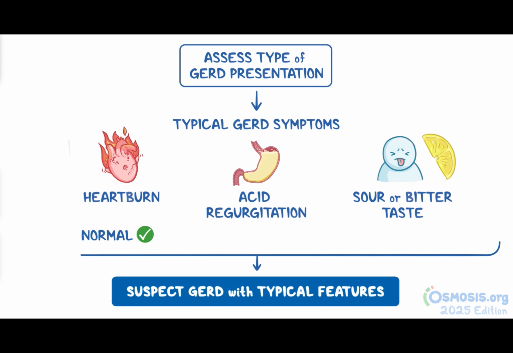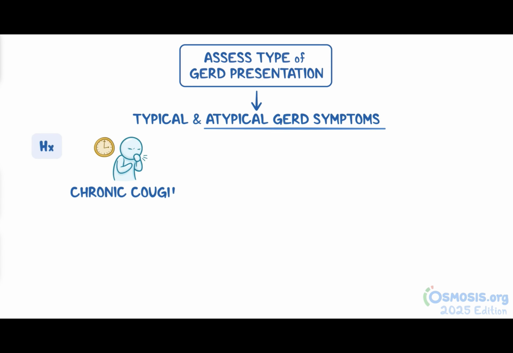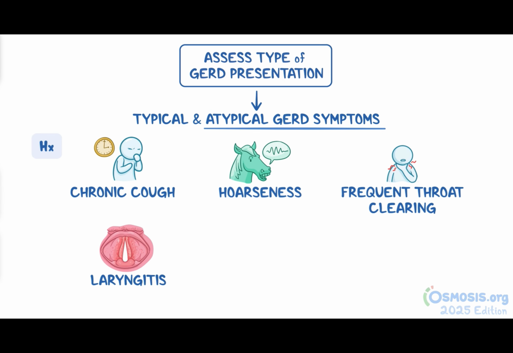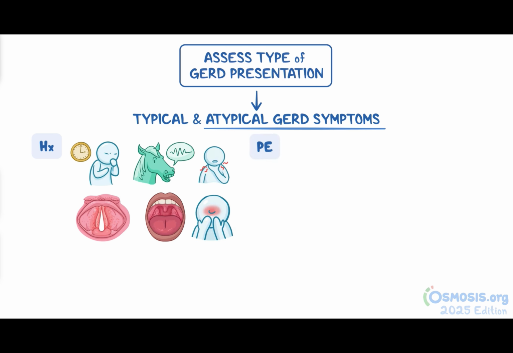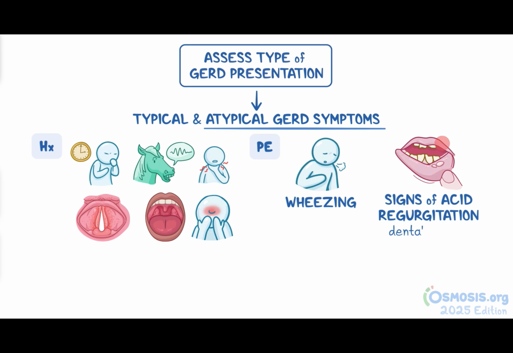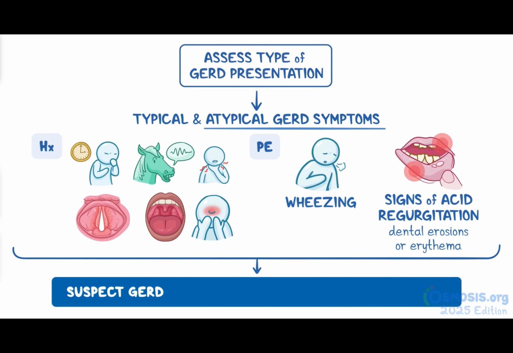But sometimes a person may report both typical and atypical GERD symptoms. Atypical symptoms can include chronic cough, hoarseness, frequent throat clearing, laryngitis, pharyngitis, or even sinusitis. On physical exam, you might find wheezing or signs of acid regurgitation in the mouth, such as dental erosions or erythema. In this case, you should suspect GERD with both typical and atypical features.